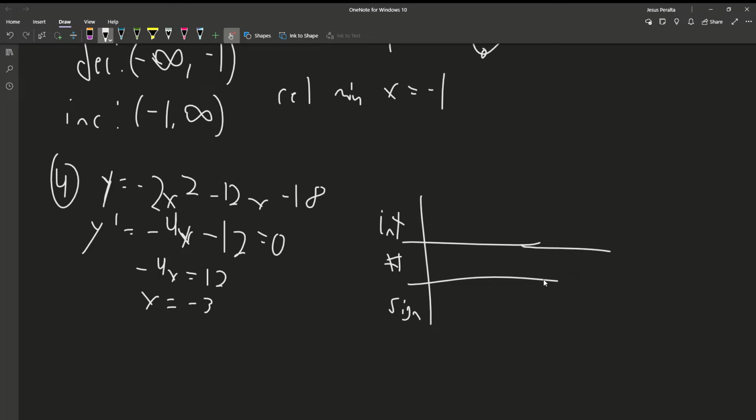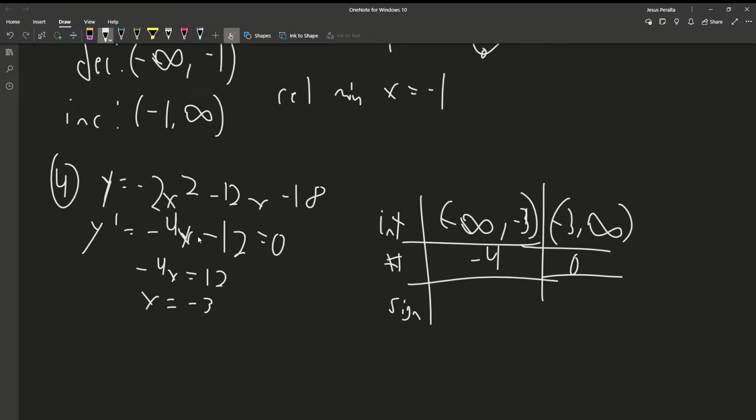So let's make this a little bit longer. I know it's probably going to take up a little bit more space. So we're going to do negative infinity to -3. Sorry for my bad handwriting. And then we're gonna do -3 to infinity. And a number between this is -4, and a number between this, easy, 0. So now remember, always plug the number that you chose into the derivative, not the original equation.